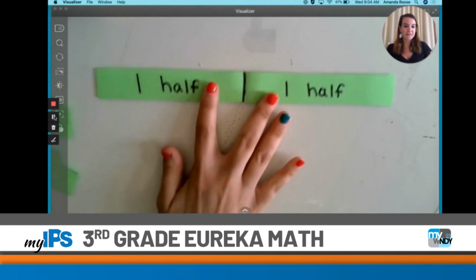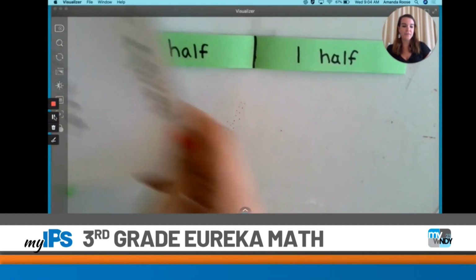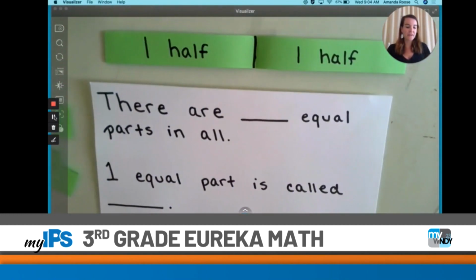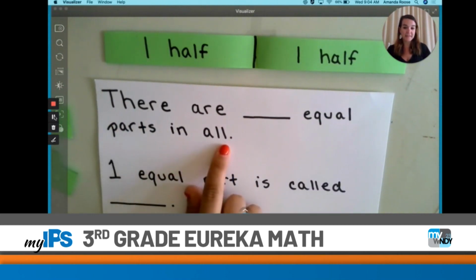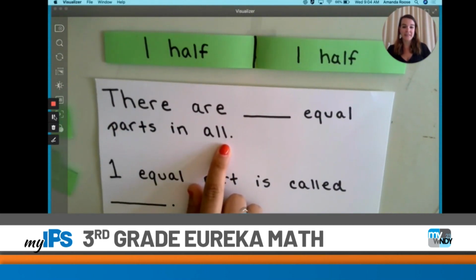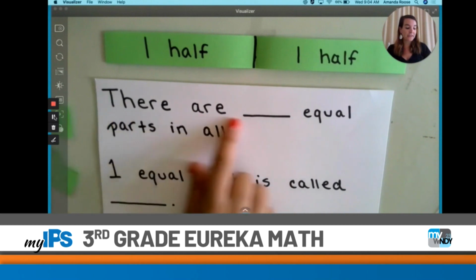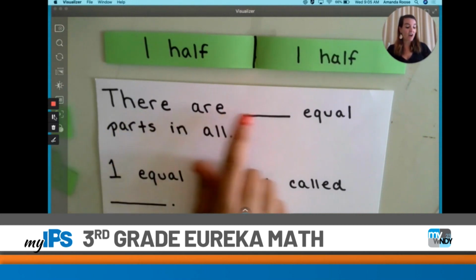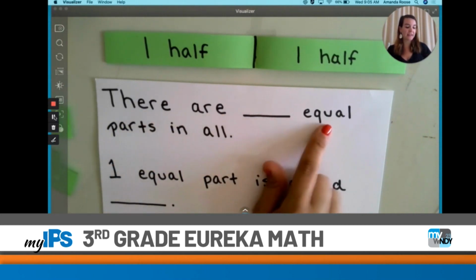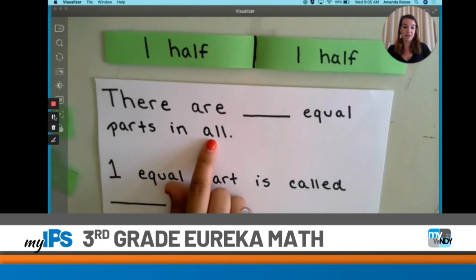Okay. So now using this 1/2, we're going to answer some questions. First, I want you to read the statement in your head, and then we'll go through them together. Ready? Read it in your head. Let's say it out loud together. There are 2 equal parts in all.